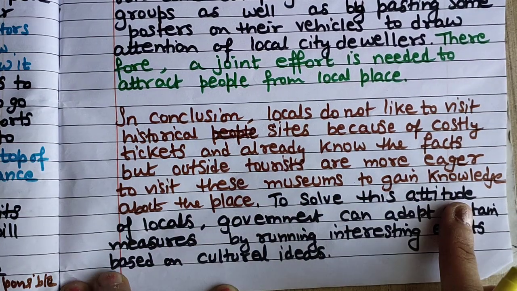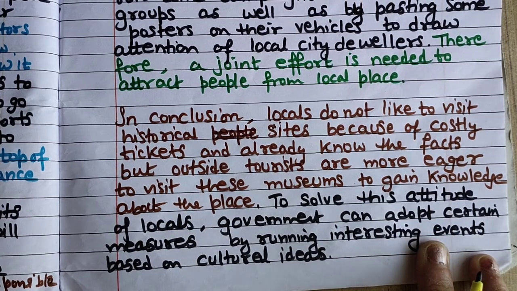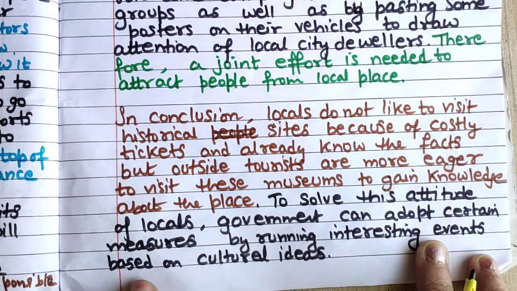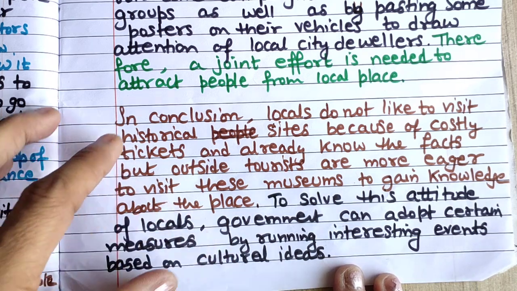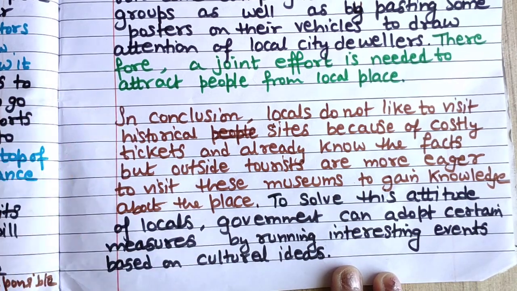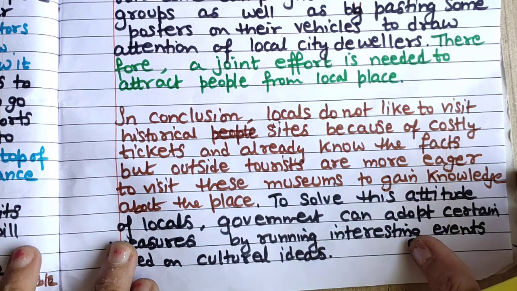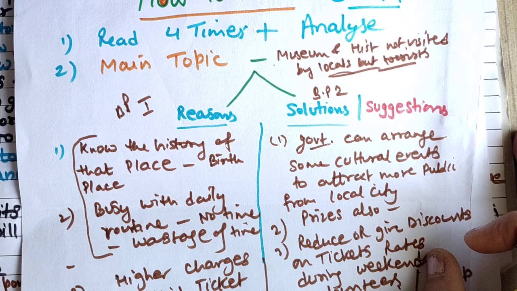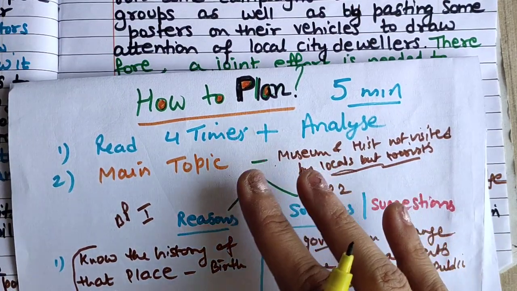To solve this attitude of locals, government can adopt certain measures by running interesting events based on cultural ideas. Okay, so this conclusion is sufficient, or you can use another sentence structure also. Although, while sentence structure also, you can use it in the conclusion. Thank you so much. So how we have brainstormed the ideas about the topic, that is more important. Planning is more important, that's what I want to say here.